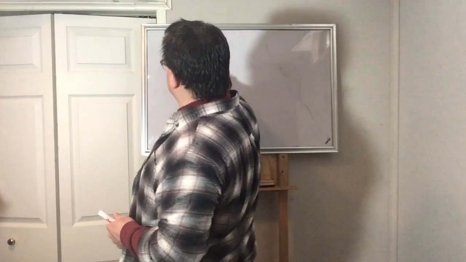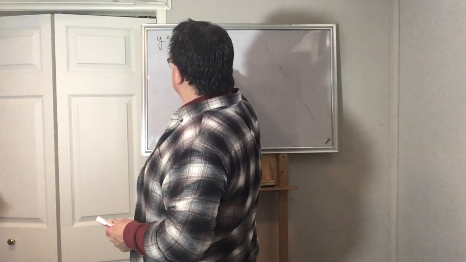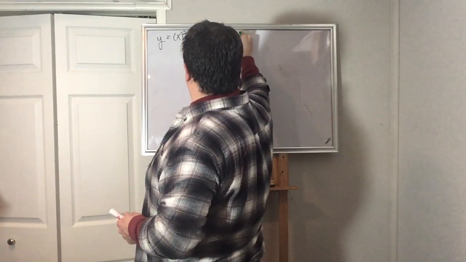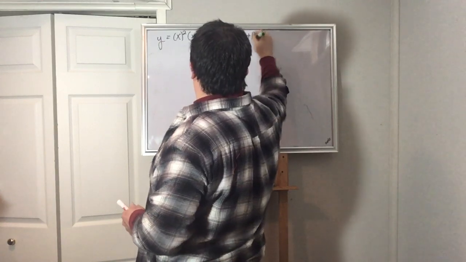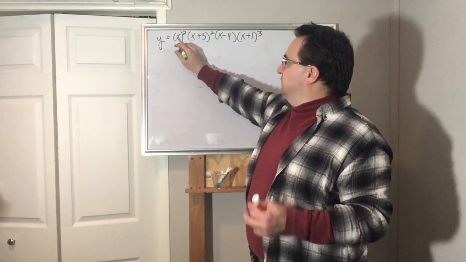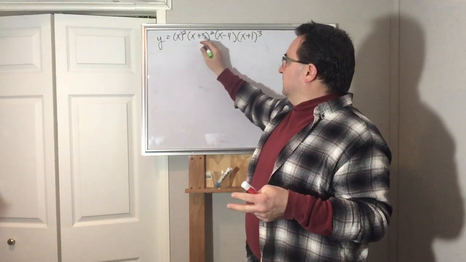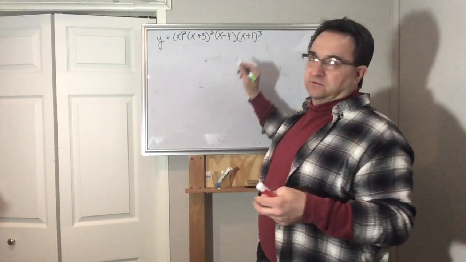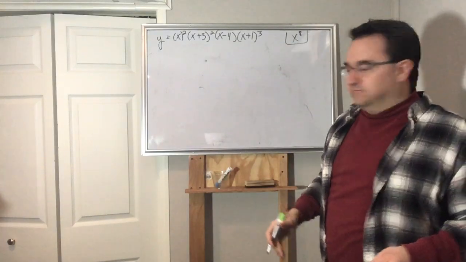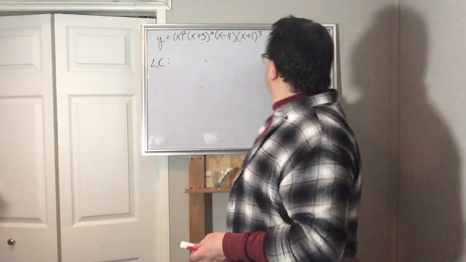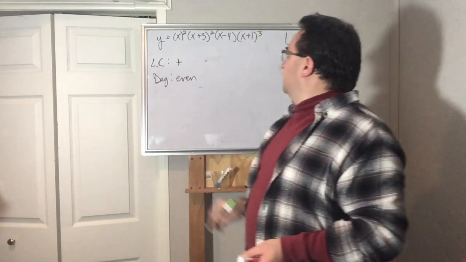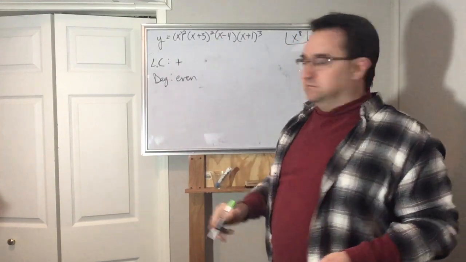All right, our fourth and last example. All right, a lot going on here. So let's see, I see 2 of those, 2 more of those, that's 4. Another one is 5, and 3 more is 8. So x to the 8th would be my dominant leading term. So the leading coefficient is positive. The degree is even. And this has 1, 2, 3, 4 zeros.